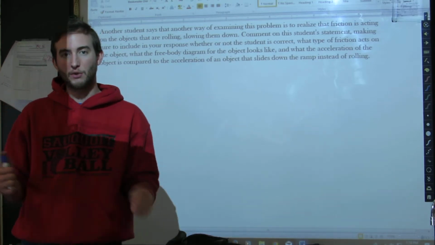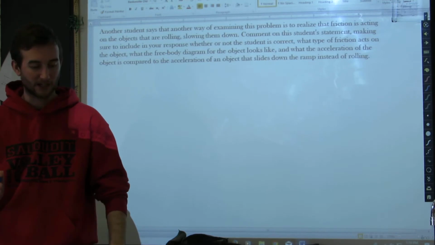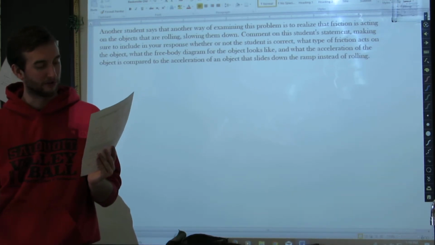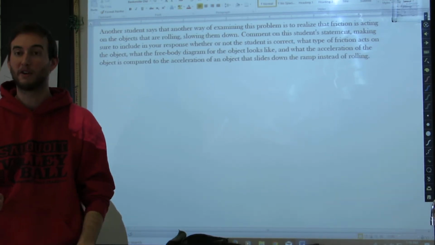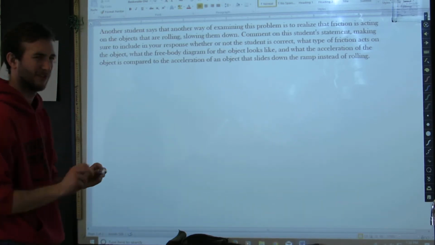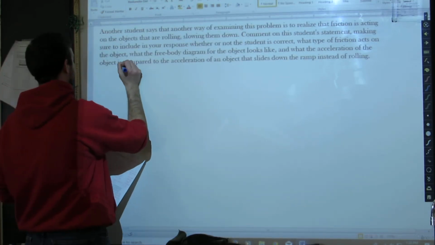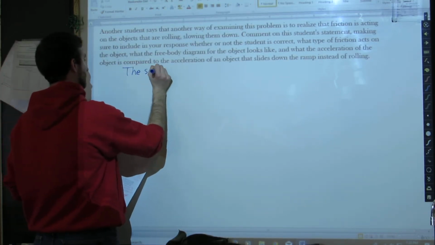So they're saying the ones that don't travel as far, they have friction acting on them. The ones that slide, they do not have friction acting on them. It says that in the problem. No friction for 1, 2, and 4. 3 and 5 do have friction on them. It makes sense that they would travel less far. Forget it. The student is correct.